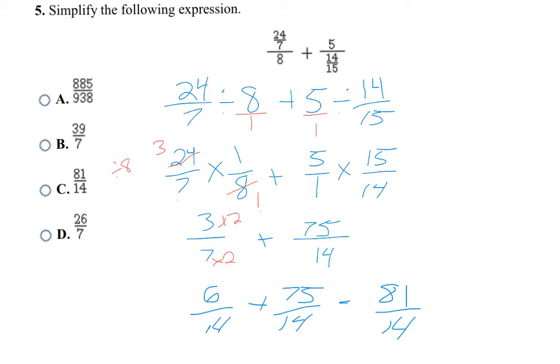And I look at my answers, and I see I don't need to reduce that any further. I can leave it improper because it matches C. So that's going to make C my final answer.